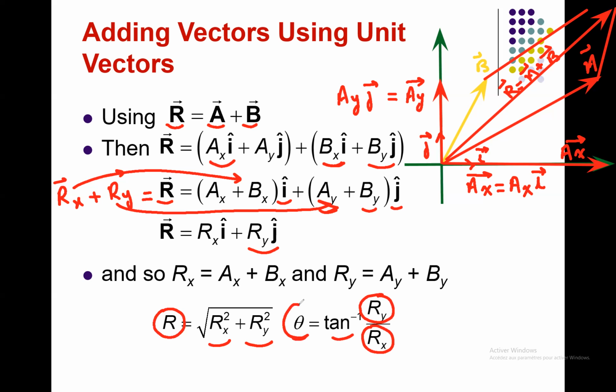Where is the angle of R? It's the angle between the x-axis and the R vector. It's here. This is the angle. This is the angle of R. This is A, this is the angle of A. Okay, and so on.